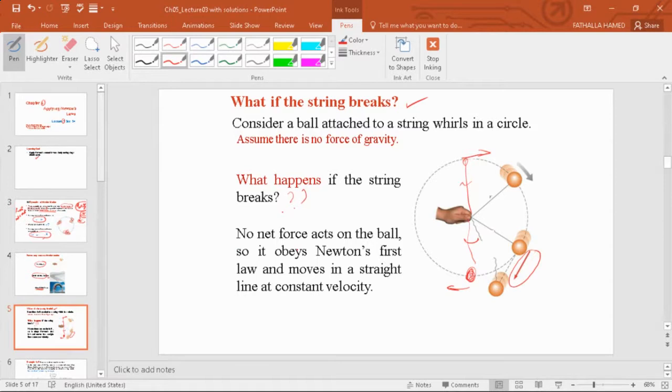We say that no net force acts on the ball, so it obeys Newton's first law and moves in a straight line at constant velocity. And that's why we tell you that the velocity is always tangent to the circular track. So it will be moving this way or that way or that way and so on. But what keeps the object moving around a circle is a net force toward the center, and I told you that this will give us a net acceleration which is equal to v squared over r, which we call the centripetal acceleration.